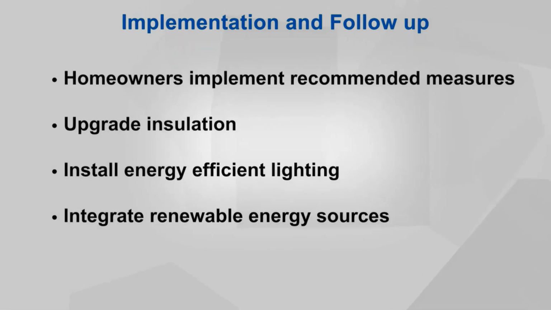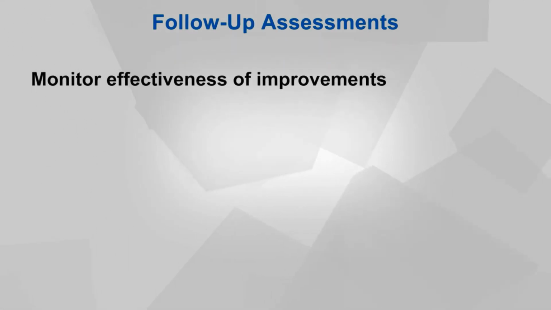Based on the audit report, homeowners can implement the recommended measures to improve energy efficiency. This may include upgrading insulation, installing energy efficient lighting, or integrating renewable energy sources like solar panels. Follow-up assessment can be conducted to monitor the effectiveness of these improvements, which leads us to the examples and insights of any energy audit case studies.